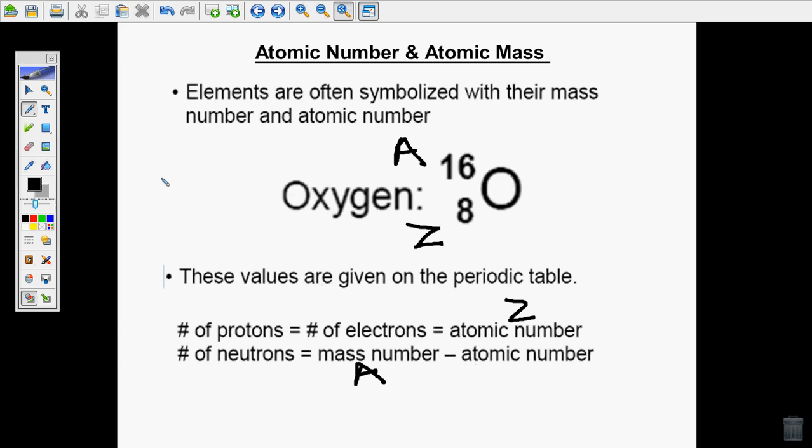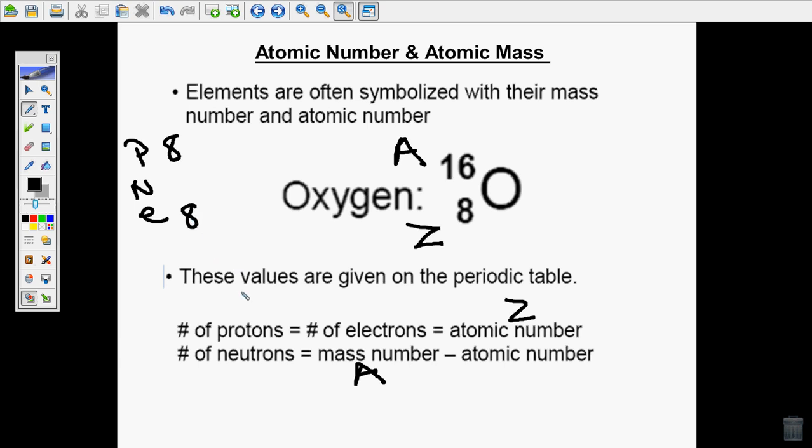So given these numbers, we're able to find out the number of protons, neutrons, and electrons. In oxygen, to find the number of protons, we look at the atomic number, or the Z number. So for oxygen, we have 8 protons. The number of protons is also equal to the number of electrons in a neutral atom, so we have 8 electrons.